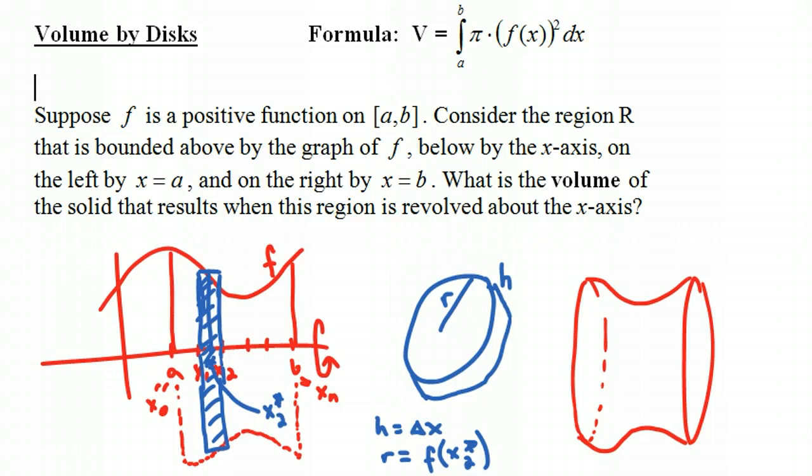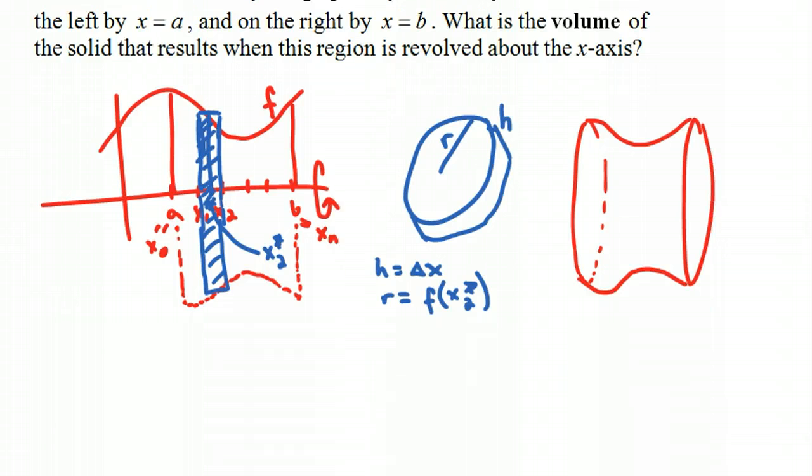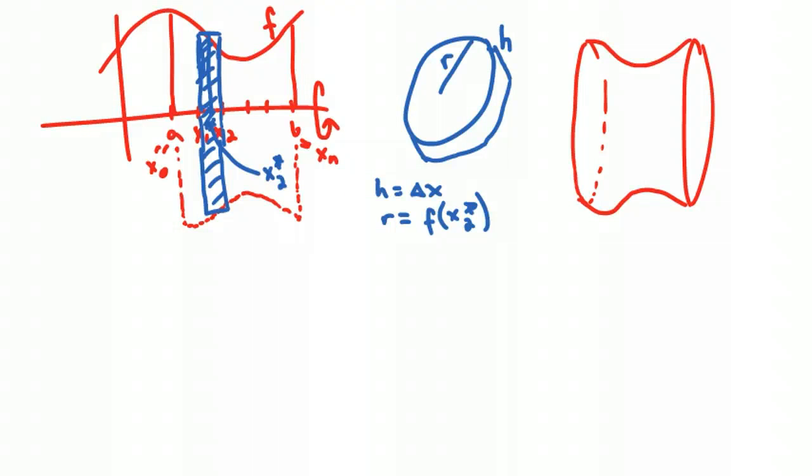Now let's remind ourselves what the formula is for the volume of a disk, or volume of a cylinder. So the volume of a disk is equal to pi r squared h. Pi r squared is really just the area of the circle here. You multiply that by h, you end up getting the volume of a cylinder, or the volume of a disk.